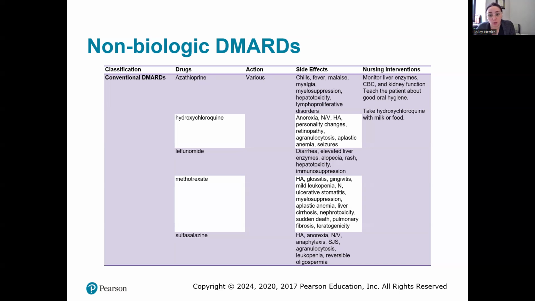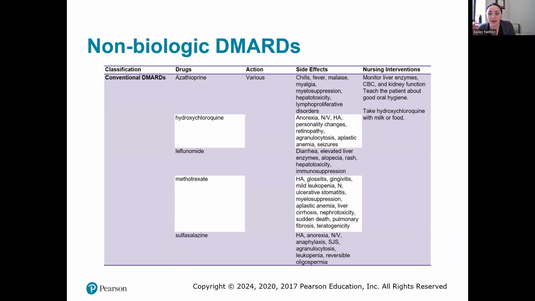So then we have hydroxychloroquine. This medication's used a lot of times with blood disorders or for immunosuppression. It also has anorexia, nausea, vomiting, headaches. You can have aplastic anemia, personality changes, retinopathy. Retinopathy can cause blindness. It's a condition concerning your retina, and if it goes untreated, it can actually lead to blindness. So keeping your regular eye exams and making sure that they tell their doctor about any vision changes is important.